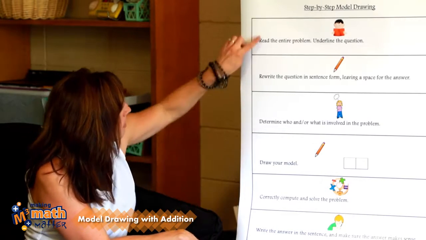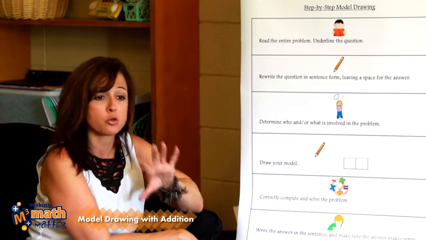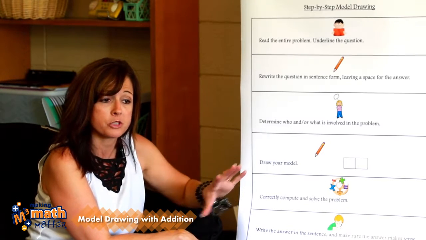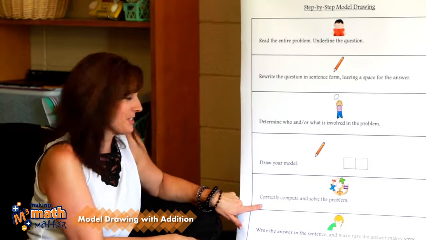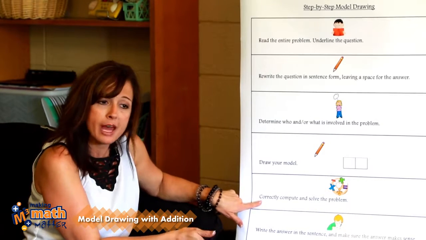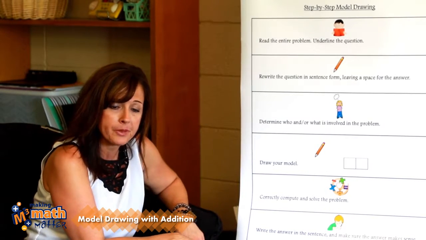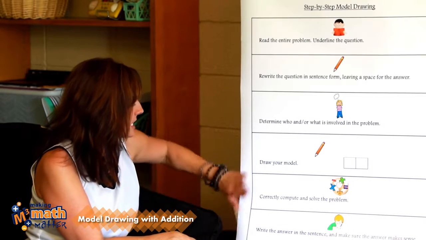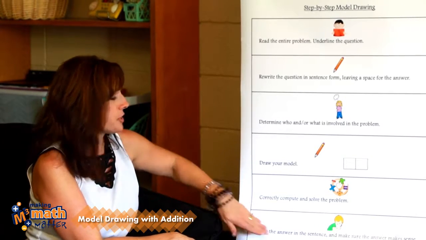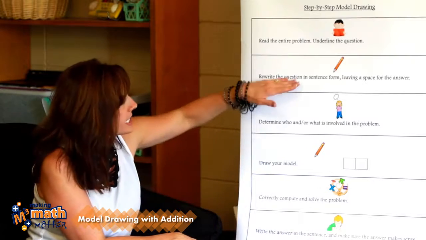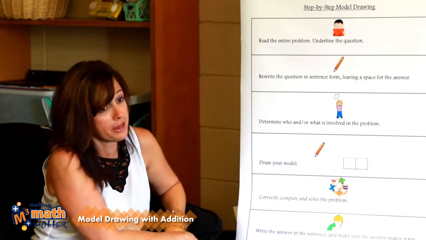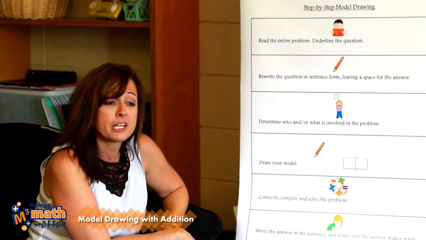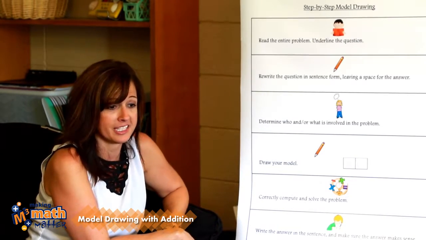For step number 4, we're going to actually draw our model, do our bar model. And then of course it's math, so we're going to actually do the math, solve the problem. And then our last step is to write the answer in that sentence you created. And also, what great mathematicians always do, we're going to make sure that our answer makes sense.